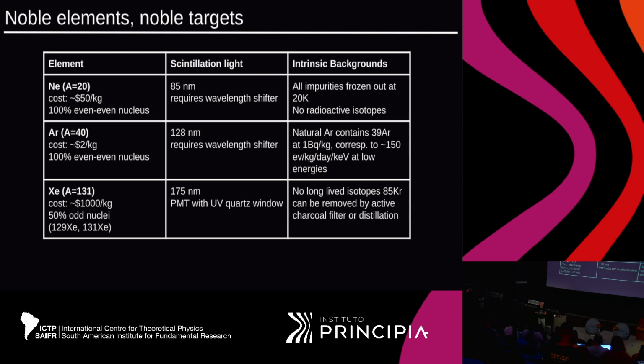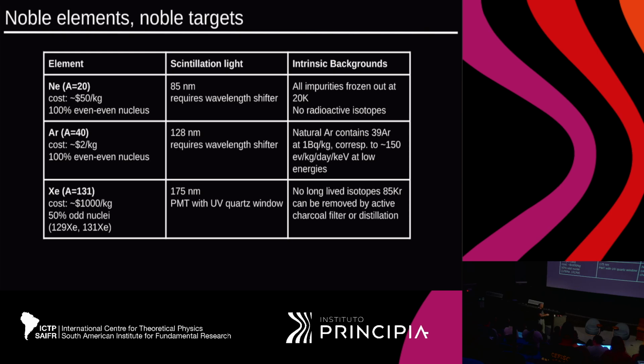For all the other elements, the light that is produced, you need to do stuff. So you need to absorb it in a different material and then re-emit it at a different wavelength in order to be seen. And that is a problem, okay? Because this reduces the amount of light that you are ultimately going to get.